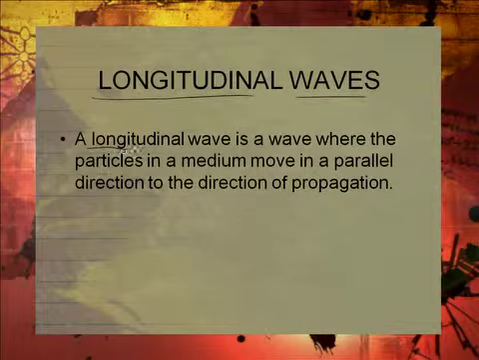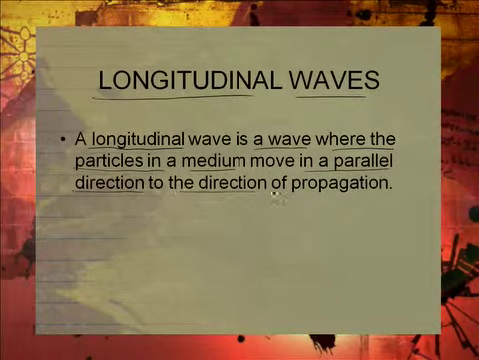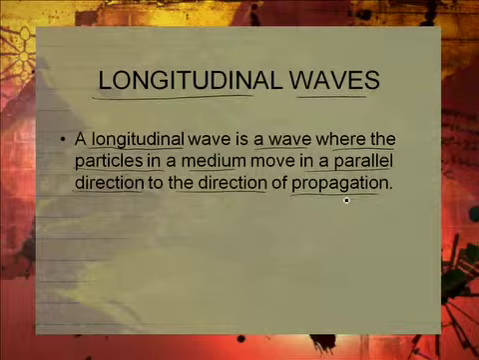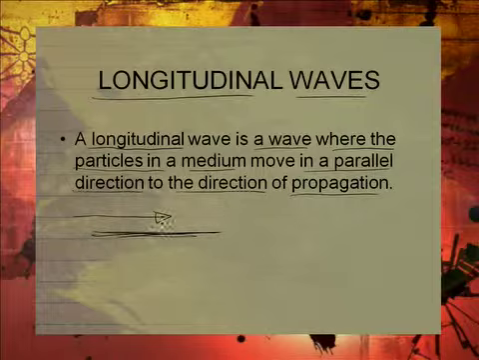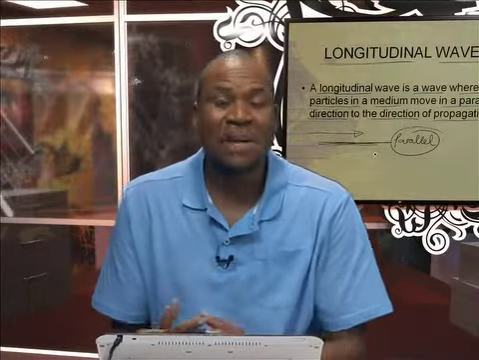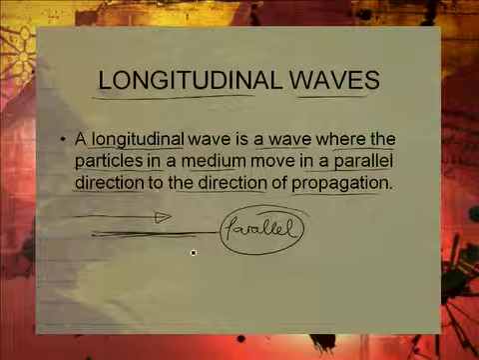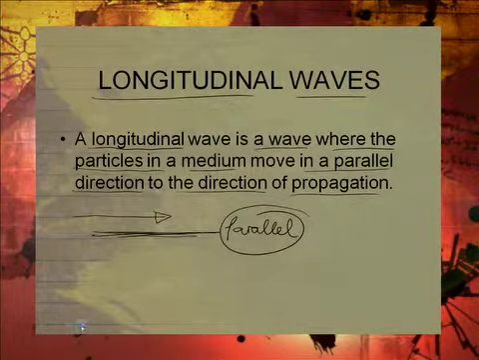Now, a longitudinal wave is a wave where the particles in a medium move parallel to the direction of propagation. In other words, if the wave is propagated in that direction, the movement of the particles will be to and fro in this way to show that it is parallel. Parallel doesn't necessarily mean in the same direction, but it means it's not at a right angle or at an angle to each other. Parallel lines can never cross.